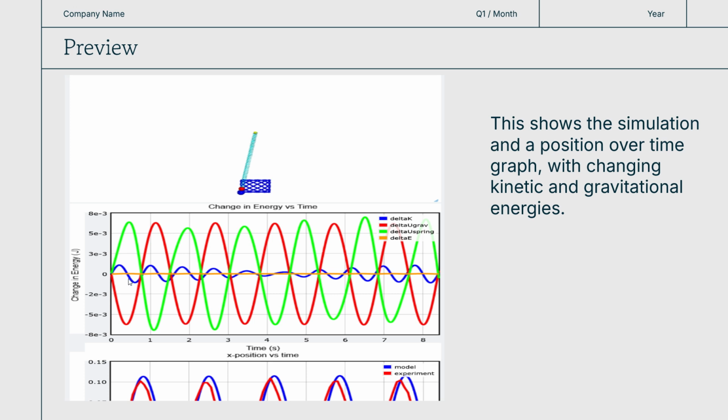But also the spring force is directly opposed to gravity. So whenever it's stretched out all the way, whenever gravity would have been acting on it the most and now the least, the spring force would be the most. And whenever the spring pulls it all the way back, and it's at the top, then gravity would be the most. And you can see that relationship. I think the word is sinusoidal, but this shows the simulation and a position over time graph with changing kinetic and gravitational energies. But the most important thing to see is that the total energy does not change throughout the entire graph.